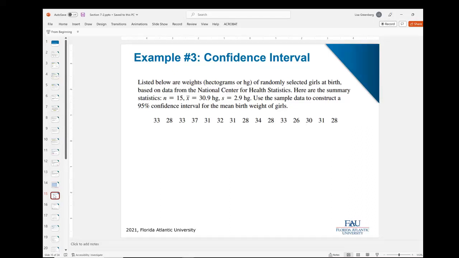Okay, so what are we going to use here? Are we going to use a z-score or a t-score? Well, our n is 15. Well, that's small, but we only have sample information. We have x bar and we have s. We don't have mu and we don't have sigma. So we have to use our t-table, right?